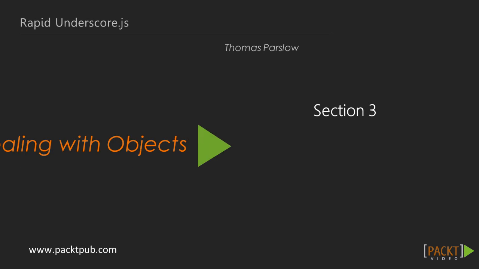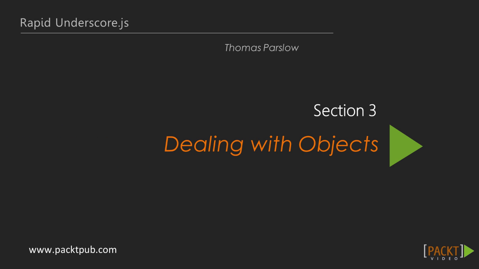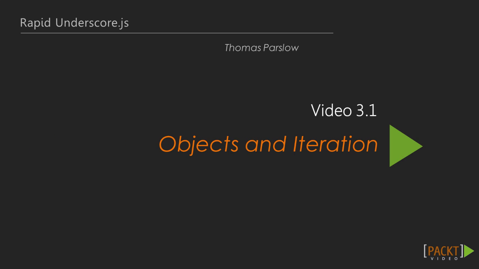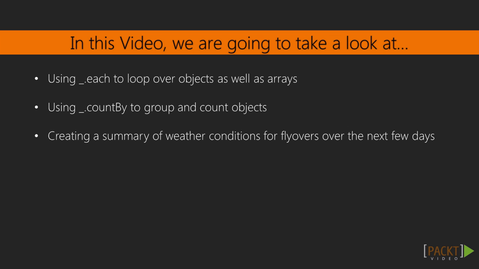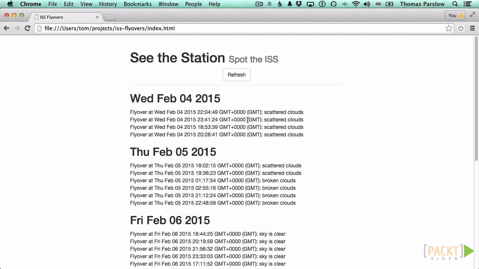Welcome to section 3, where we're going to look at the tools underscore.js provides to help when working with JavaScript objects. In this video, we're going to see how iteration works just as well with objects as it does with arrays. We're going to use that to simplify our existing code a little, and we'll add a summary feature to the International Space Station flyover tool we've been building.